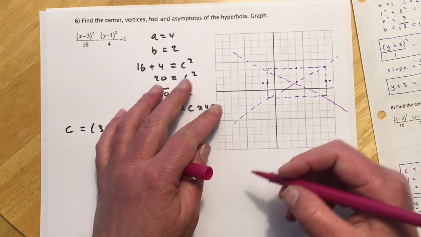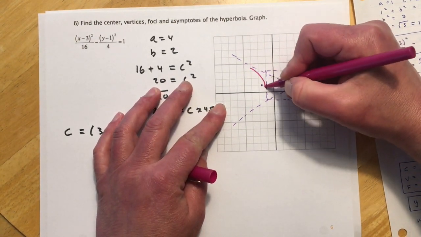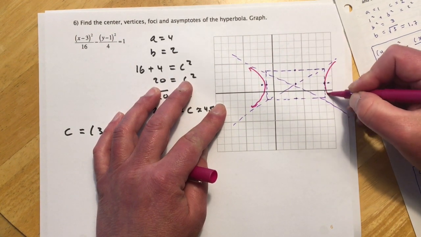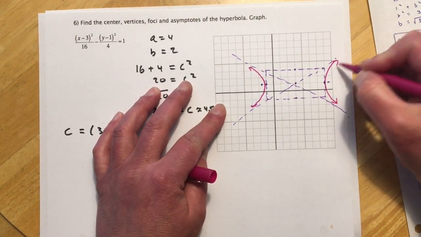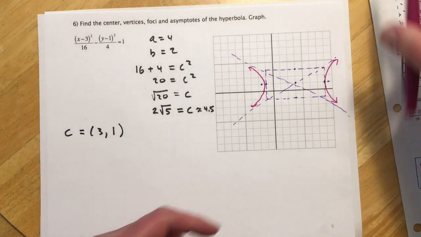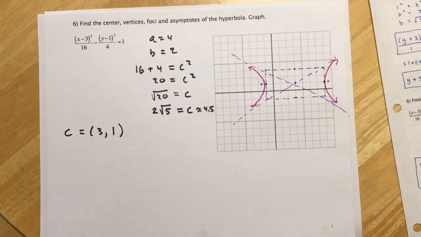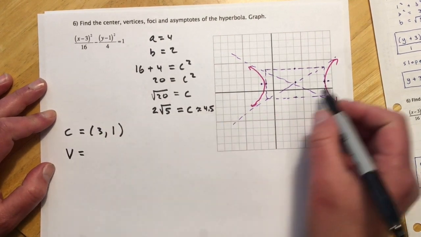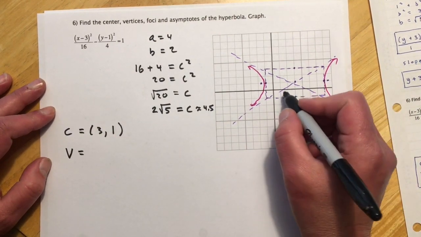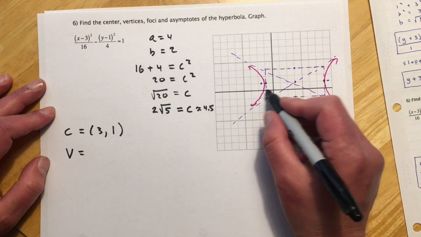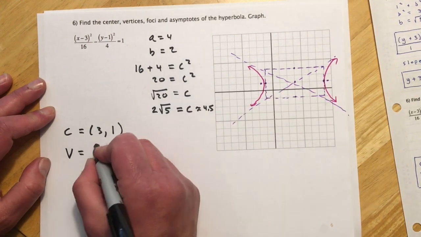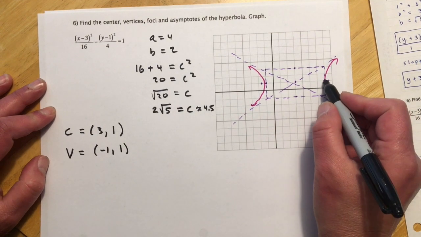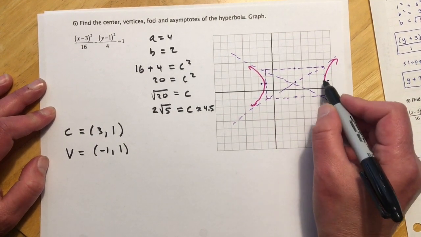So just to finish off the graph, it would look kind of like that. And then from there, we'll get the rest of the stuff. So we have center already, we have the vertices. So now I can just read those off the graph. I have one here at, looks like x is -1, y is 1. I have one out here at, I think that is 7, 1.